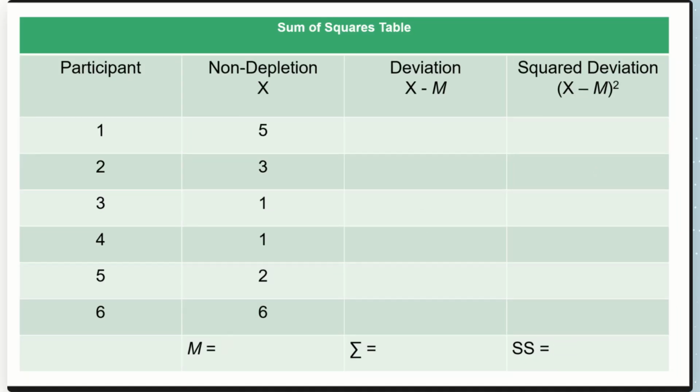For our non-depletion group, again, if you want to pause and complete the table, this is how it's set up. Here's our completed table. They have a mean of 3 and a sum of squares of 22. Okay, so that's our completed tables. Now we can move on to computing variance and standard deviation for both groups.